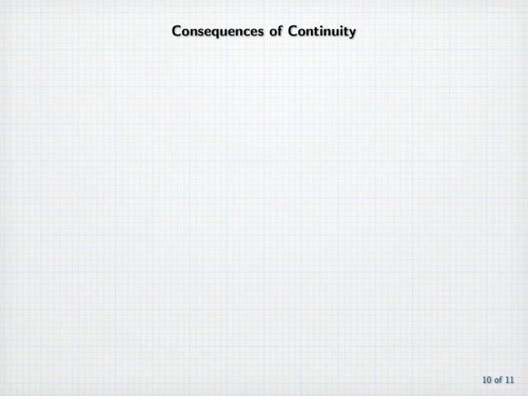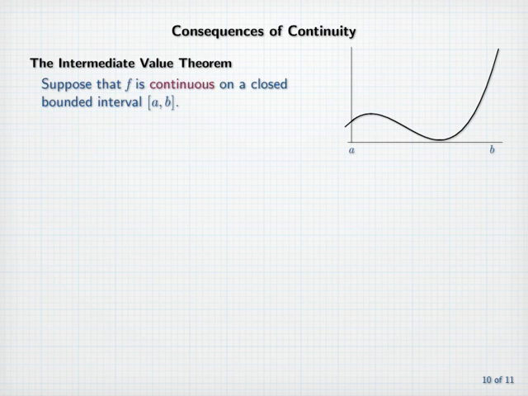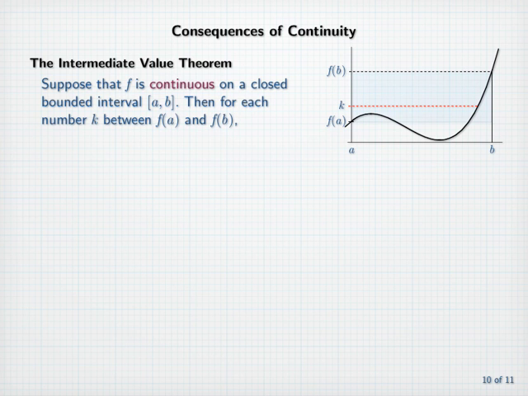We briefly mention here two consequences of continuity. First, the intermediate value theorem. Suppose that f is continuous on a closed bounded interval [a, b]. Then for each number k between f of a and f of b, there exists a number c in the interval [a, b] where f of c is equal to k. In other words, the function takes on every intermediate value between its endpoint values.